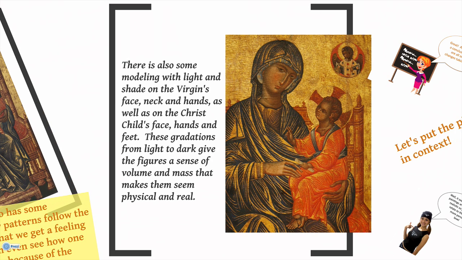There's also some modeling with light and shade. We can see it on the Virgin's face, neck, and hands, and also on the Christ child's face, hands, and feet. These gradations from light to dark give the figures a sense of volume and mass that makes them seem physical and real.